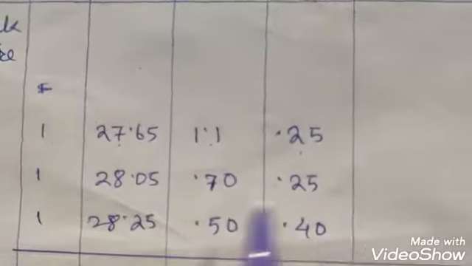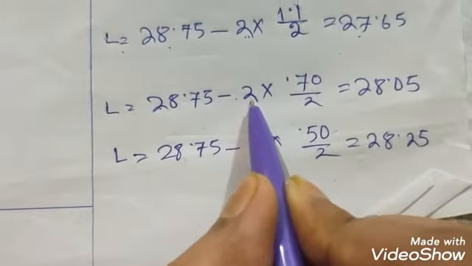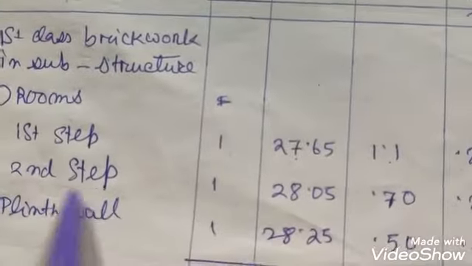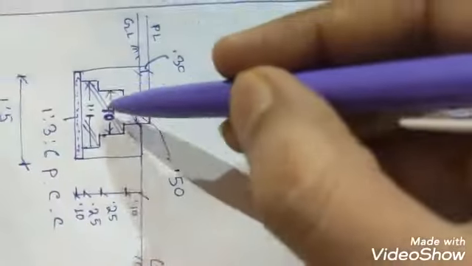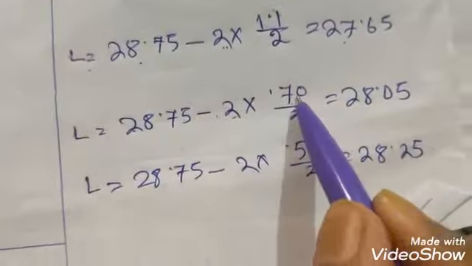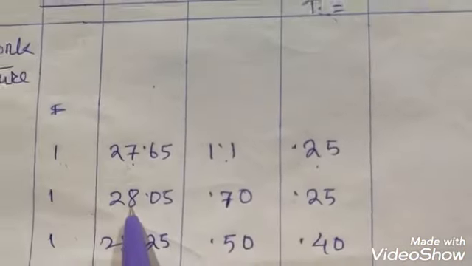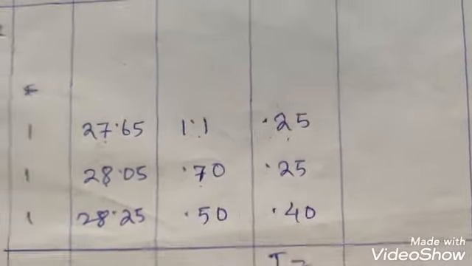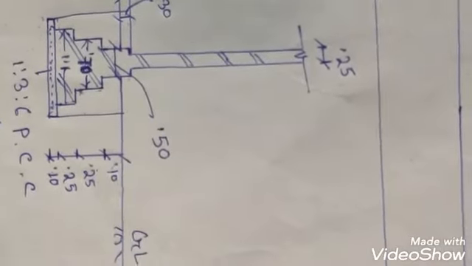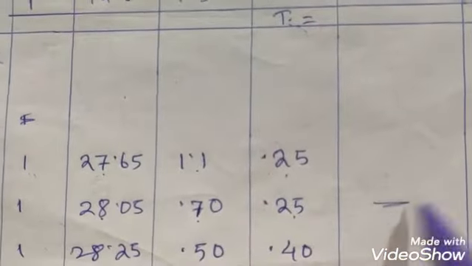Let us calculate for the second step. Again, center to center length of the walls for the rooms minus number of junction for the rooms into breadth by 2. What is the breadth of the second step? Second step breadth is 0.7. So 0.7 is the breadth divided by 2. We have found out the length to be 28.05 meters. So under the length column, we will write 28.05 meters. 0.7 is the breadth. And what is the height of the second step? Again, height of the second step is also 0.25. So under the height column, we will write 0.25 and we will find out the quantity.